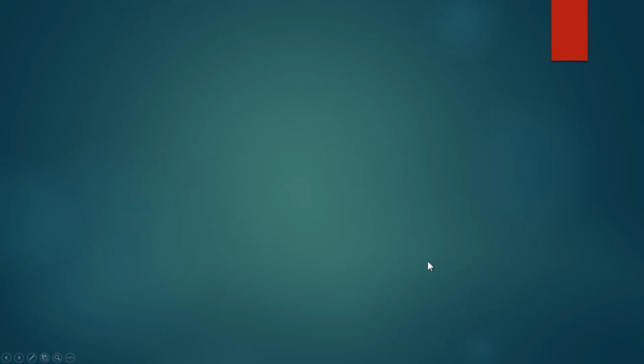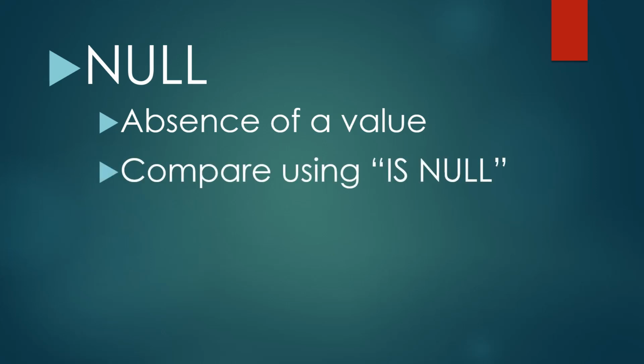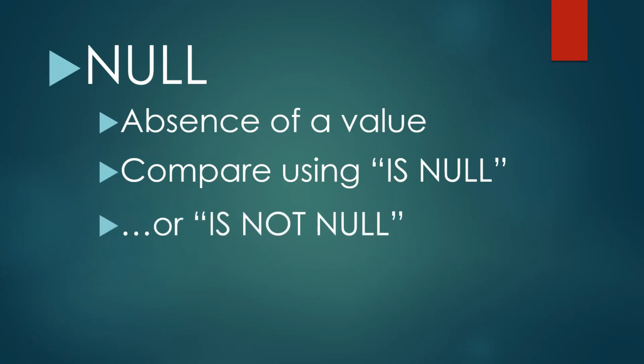So let's recap what we've learned about nulls. A null is the absence of a value. And because it's the absence of a value, there's nothing there to compare to, so we cannot use the equals operator on it. What we can do is compare to nulls using is null, or we can find proper values, the lack of a null, by using is not null.